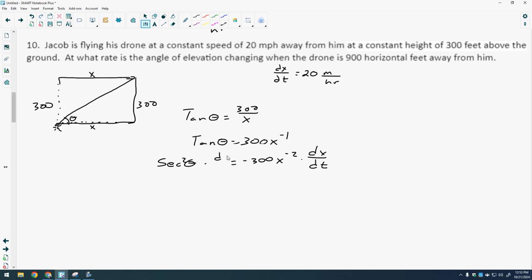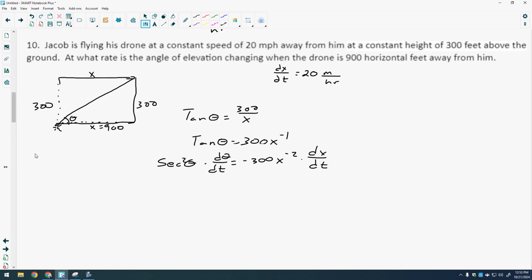Times the derivative of the inside function. And we have our derivative. Theta in this picture is 300 over x. Sorry. The secant is going to be, remember secant is 1 over cosine, so it's hypotenuse over adjacent. So I need my hypotenuse. The hypotenuse in this case, let's get some numbers in here. This is 900.